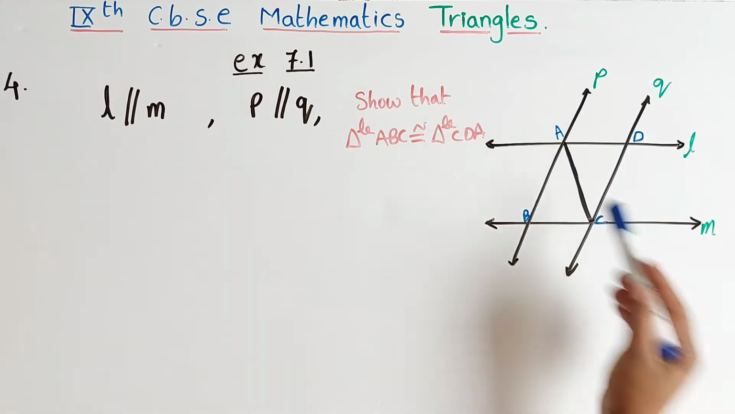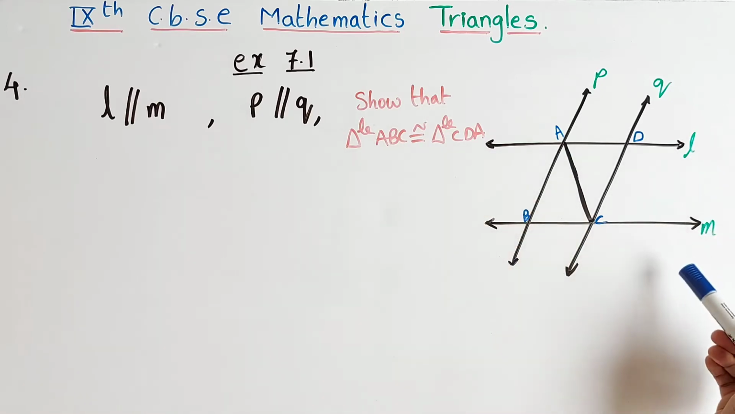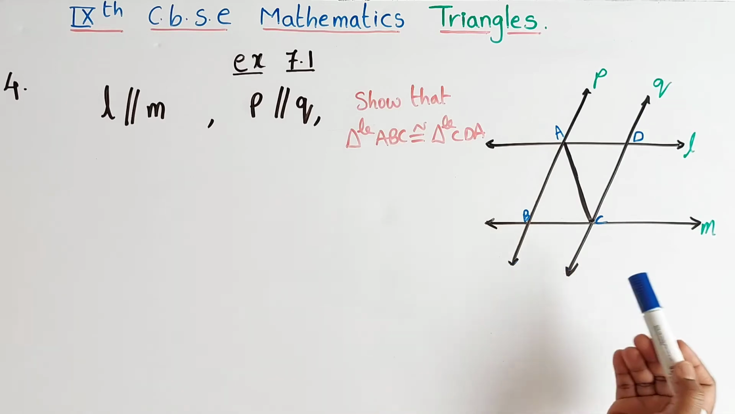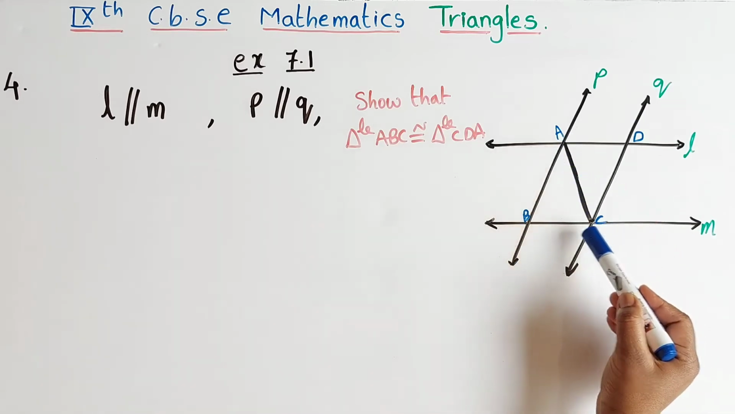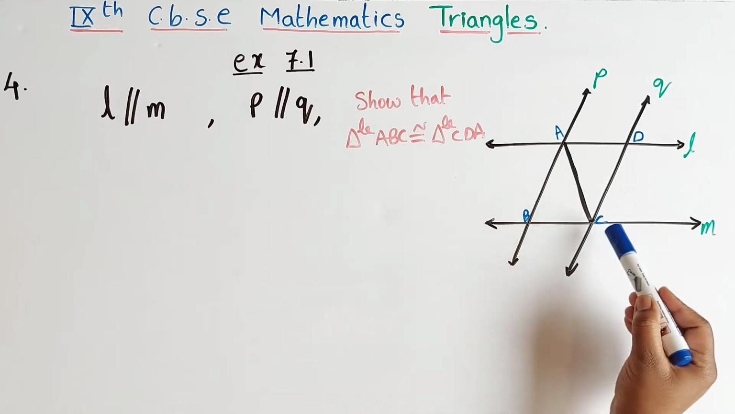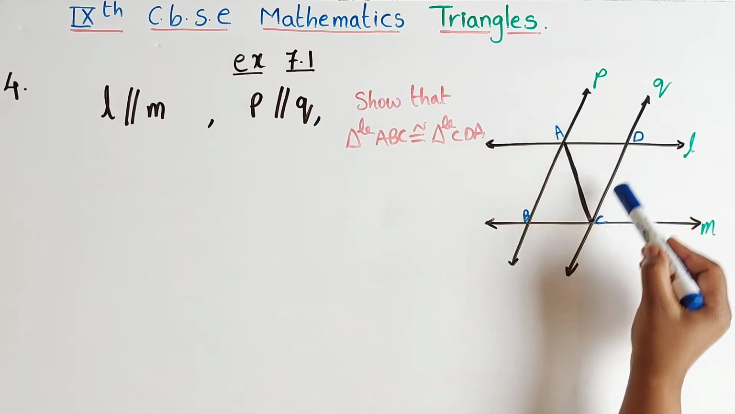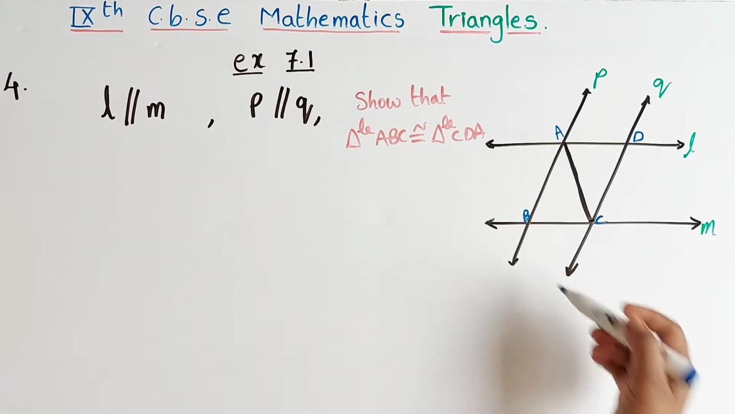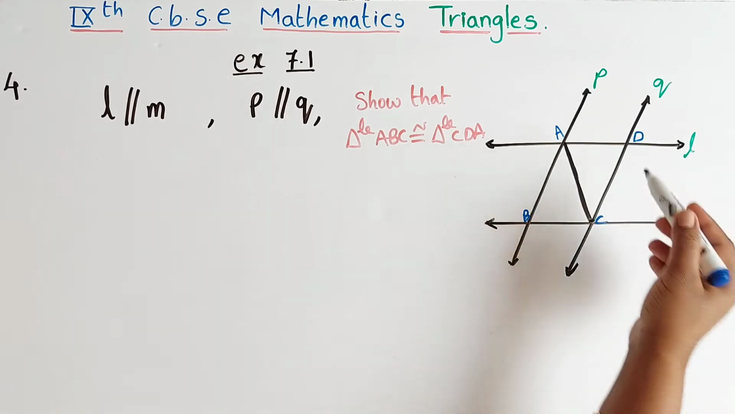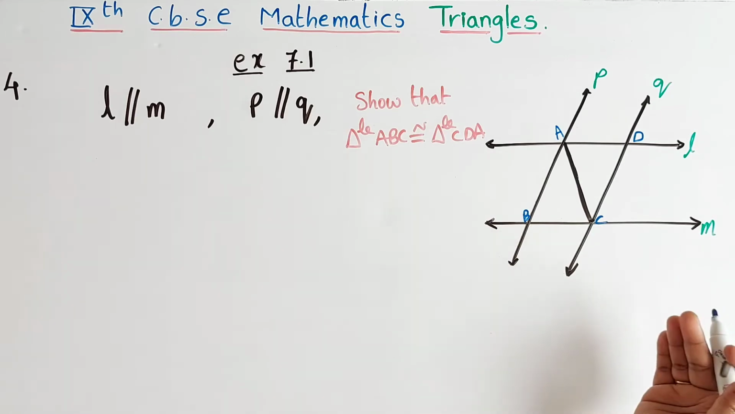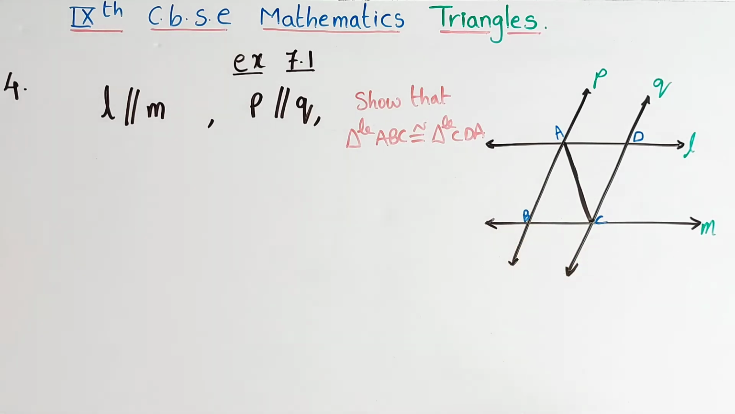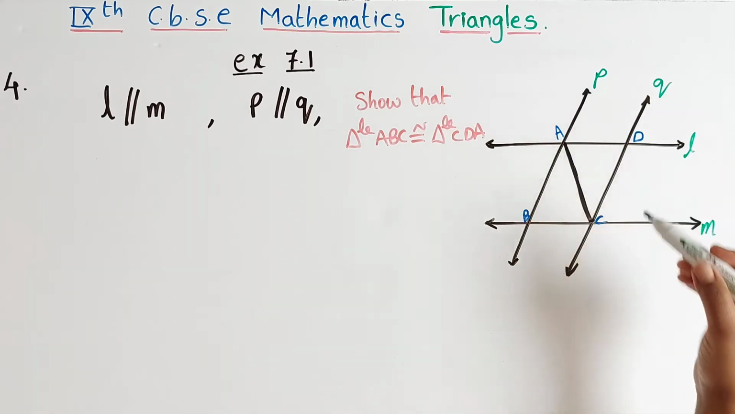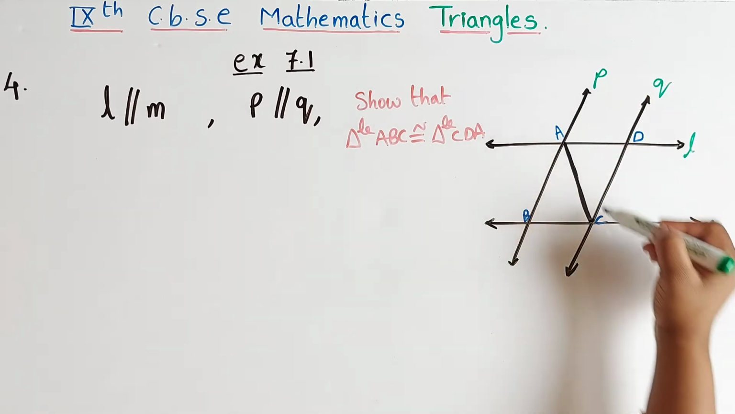Correct, children? Here they have given L, M two parallel lines intersected by P and Q, another pair of parallel lines. Now we have to prove that triangle ABC, this one, is congruent to triangle ADC. This one. Correct, children? Let us start. To prove triangle ABC is congruent to triangle ADC, we need any three common parts. Now observe the picture, children.